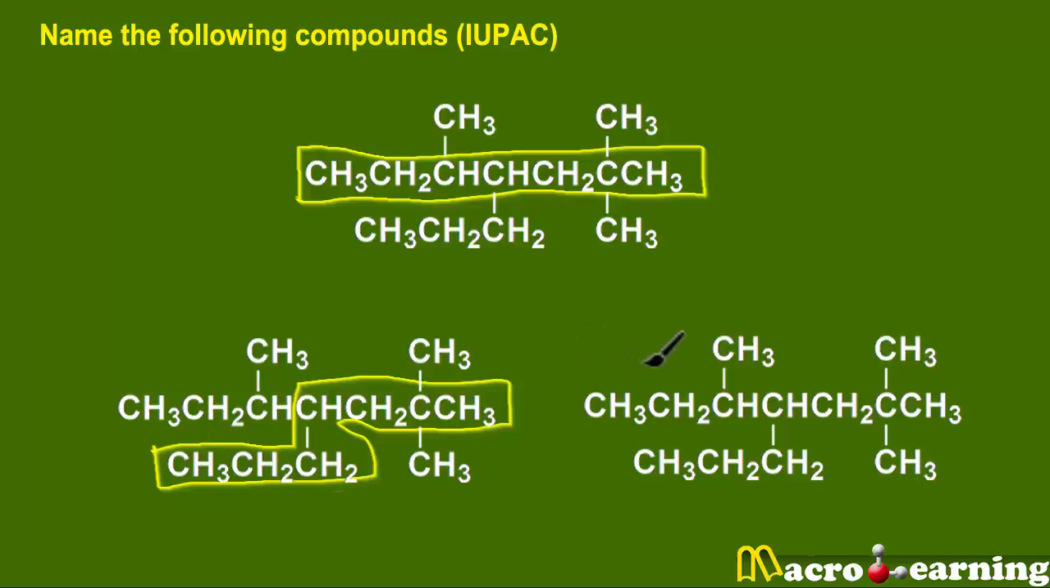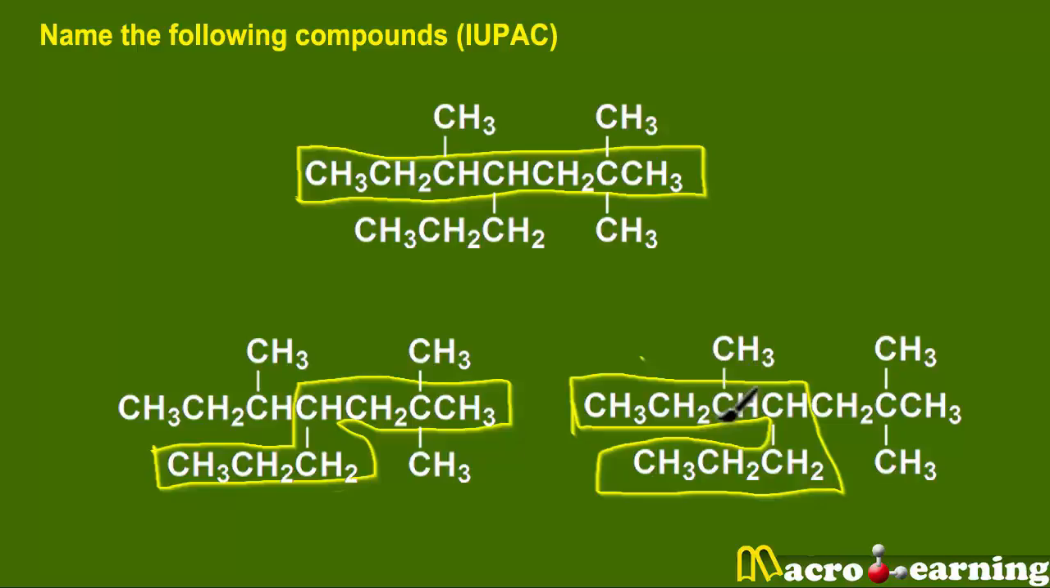And what's the third possibility here? Right? Again, also a 7-carbon chain. So it's going to be a heptane. That's what we call a 7-carbon alkane. It's something heptane. But which one is the correct main chain?